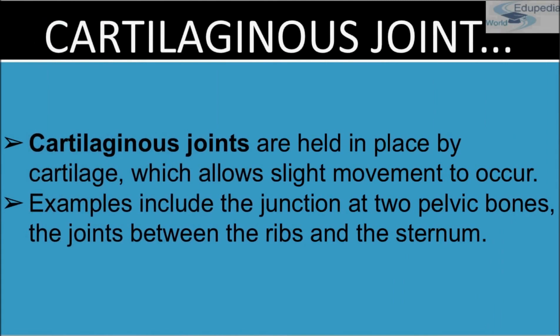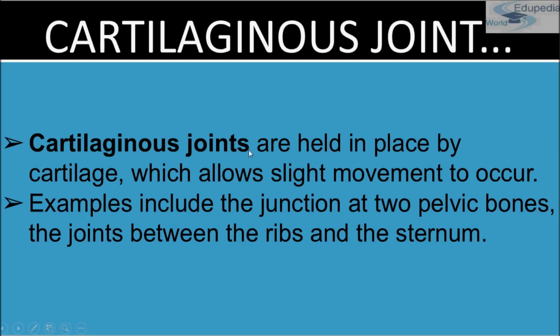Now comes cartilaginous joints. The bones involved are joined together with the help of cartilage, because as the name suggests, cartilaginous joint means cartilage is there to connect. The joint between adjacent vertebrae in the vertebral column is of this pattern, and it permits limited movement. They are held in place by cartilage, which allows slight movement to occur.